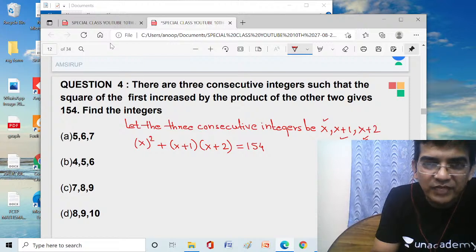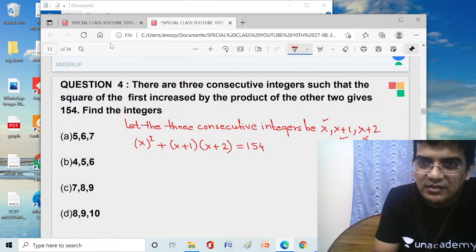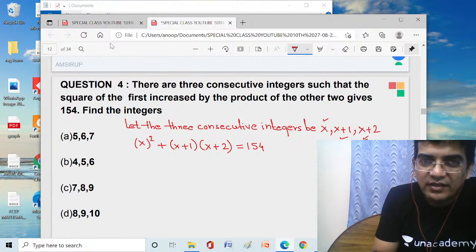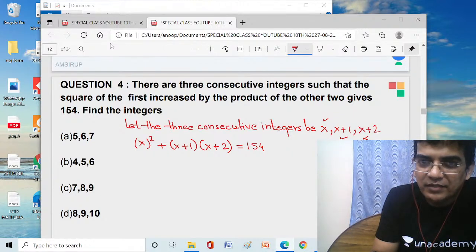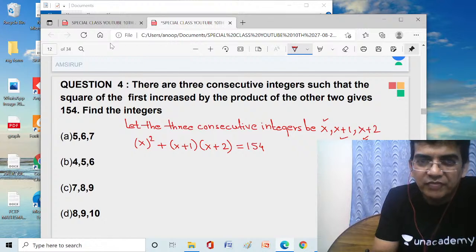First of all, we have considered three consecutive integers like this: x, x plus 1, x plus 2. Now the question says square of the first. I have taken the square of first, increased, so I have put a plus sign, product of the other two. So I am going to multiply these two, product of the other two. And the result it gives is 154.